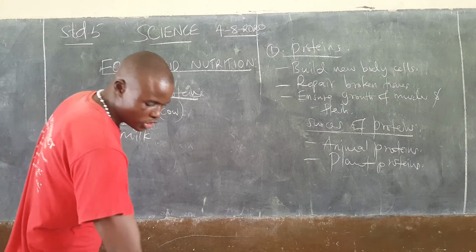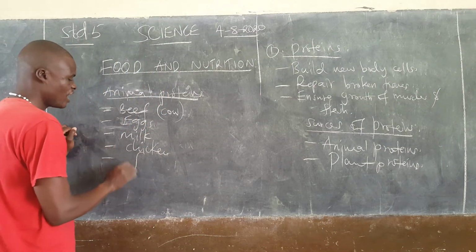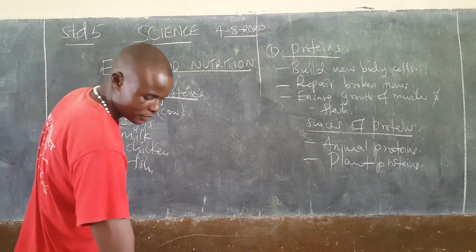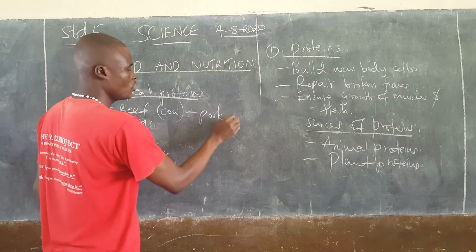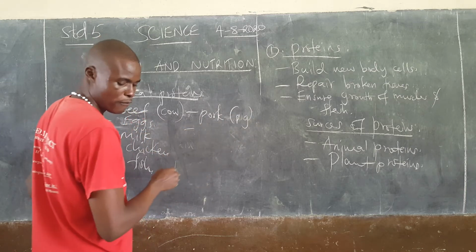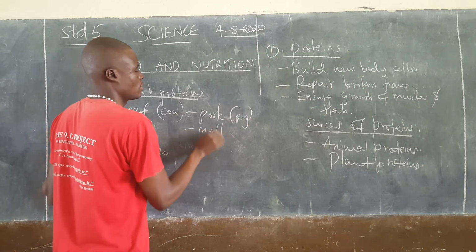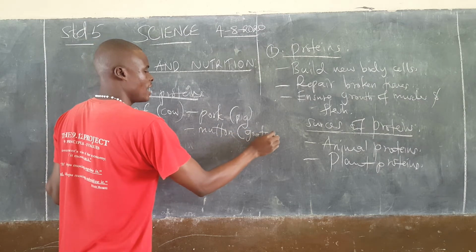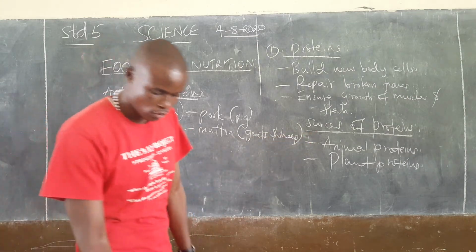Another one, we have chicken. We have fish, all types of fish come under that. We also have pork. Pork, you know, is the meat from a pig. And then we have mutton. Mutton is found on goats and sheep, so this is meat found in those two animals.